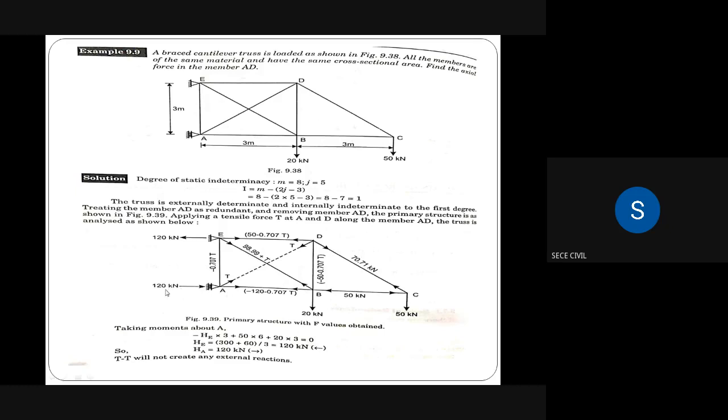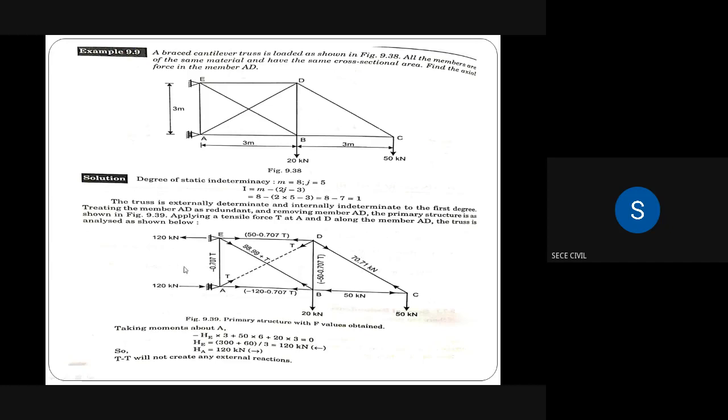At point A, we are considering 120 kilonewton acting towards the right. For balancing purpose at point E, since point E is a hinged support, hinged support means there will be a vertical reaction and a horizontal reaction. So we are considering a force of 120 kilonewton acting towards the right, and for balancing we consider the same value towards the left-hand side at point E.